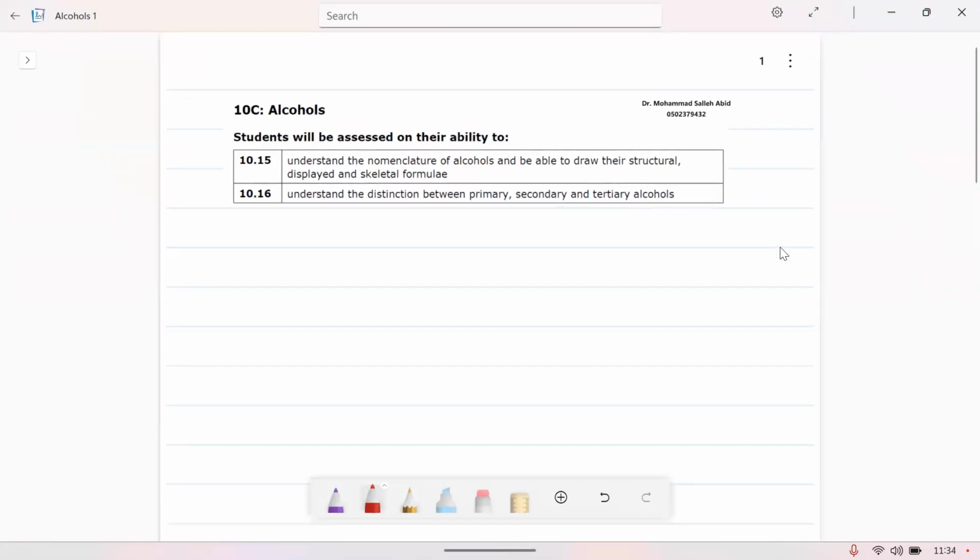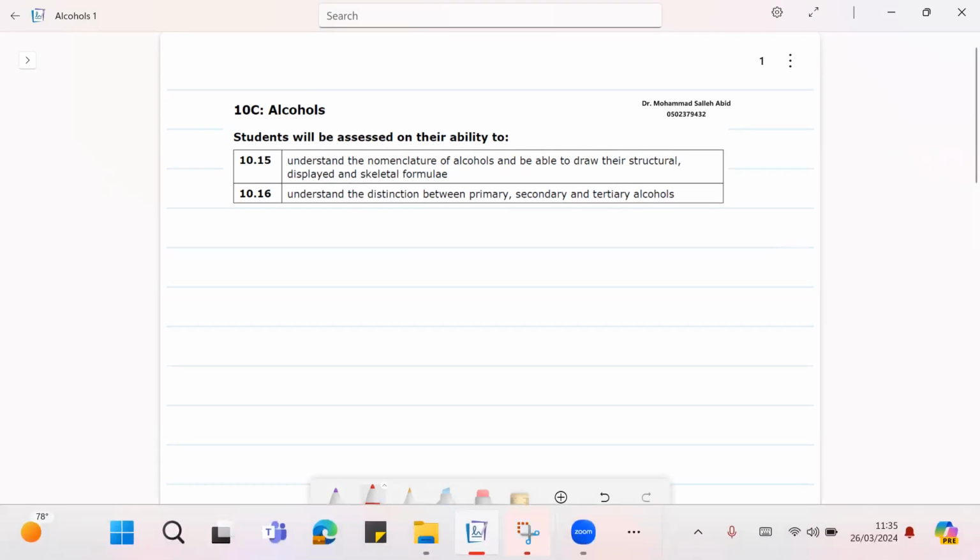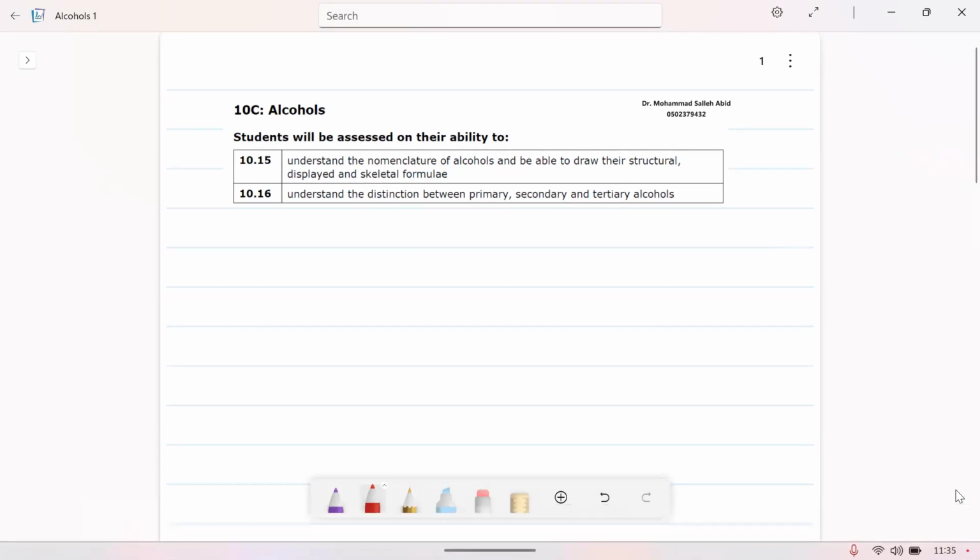So the first thing today, we start with the alcohols. Now, most of the nomenclature, that means naming for alcohols, we already know, but just a quick review because it is given in the specification. So when you talk about alcohols, the general formula is CnH2n+1OH.